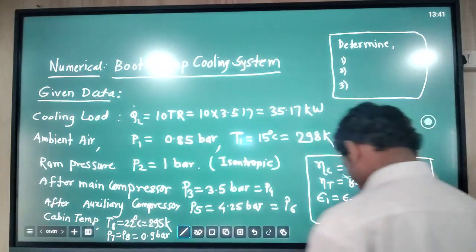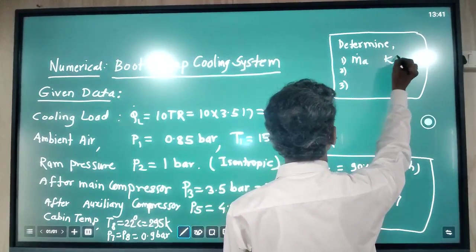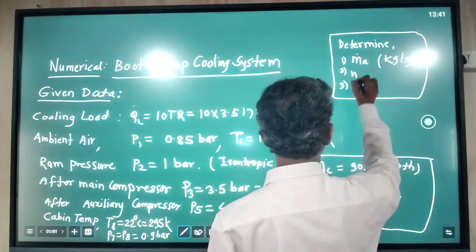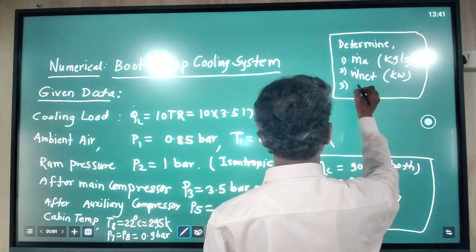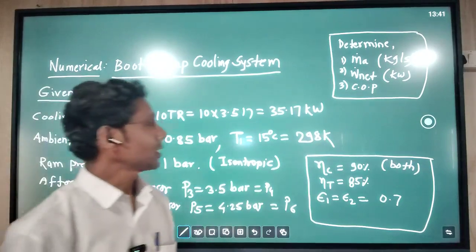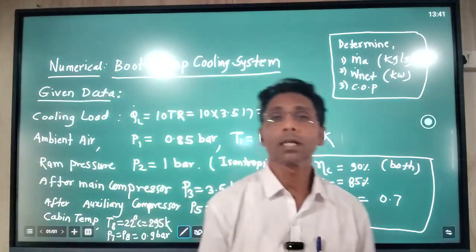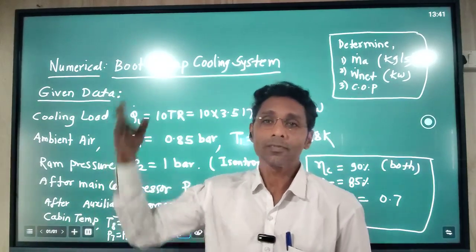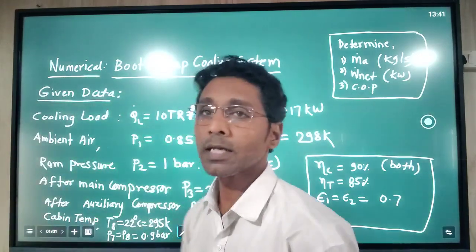Now what is asked is, first, the mass flow rate, m dot a, in kg per second. Then the power, meaning net work, in kilowatt, and third, the performance parameter, the coefficient of performance. These three we have to find. For this, we first have to draw the TS diagram, because the TS diagram helps us write the formulas for the different processes from 1 to 8. So let us first draw the TS diagram.